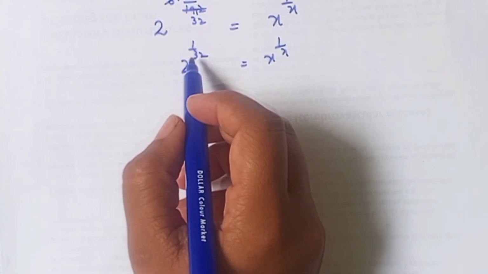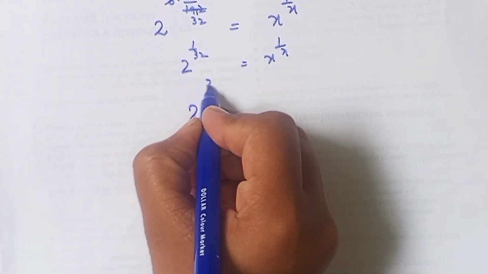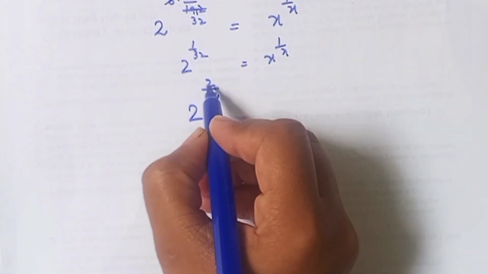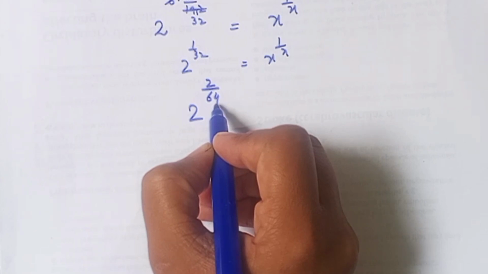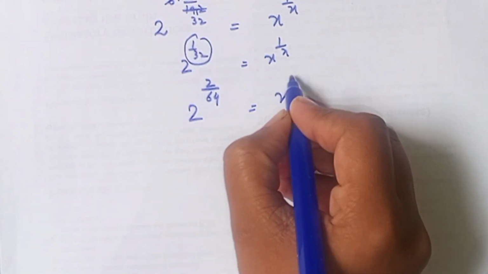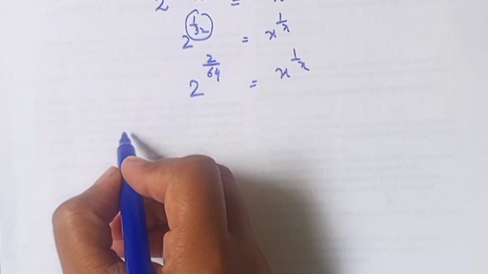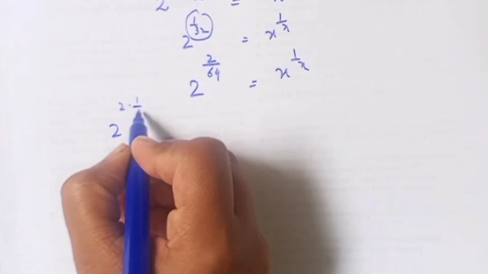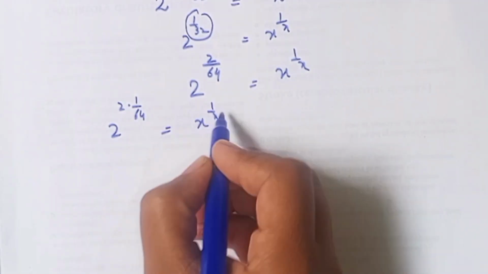On the next step, we write this 1 over 32 as 2 over 64. If we cancel this value, 2 ones are 2 and 2 32s are 64. Then we get this exponent. We copy this value as it is. Now in the next step, we write this value as 2 raised to the power 2 multiply 1 over 64. And this is equal to x raised to the power 1 over x.